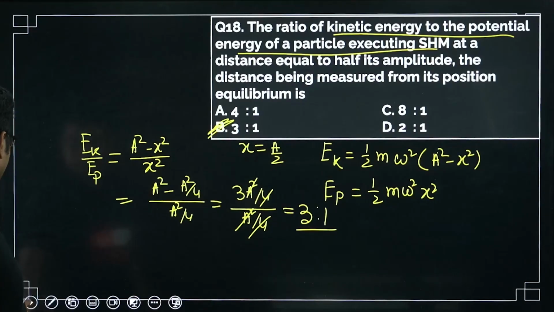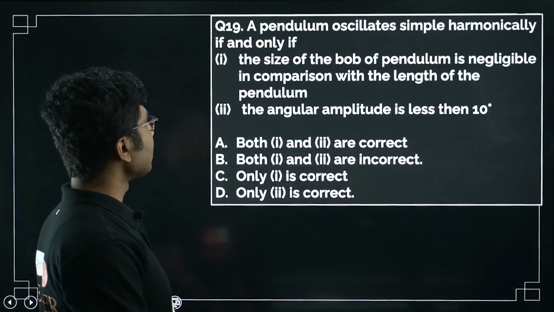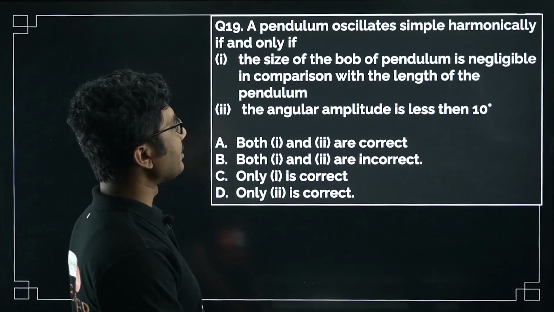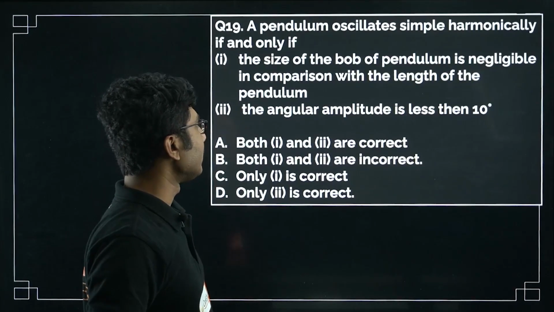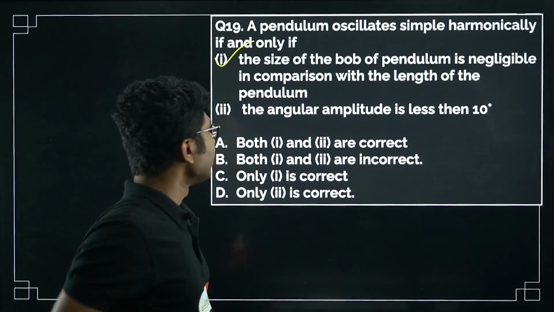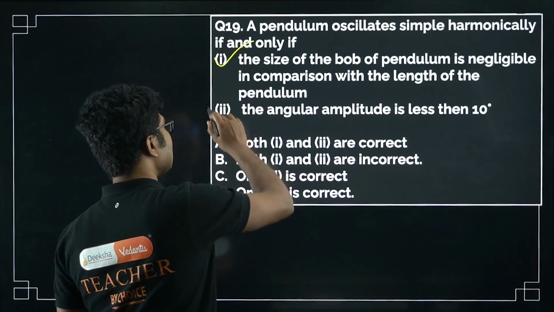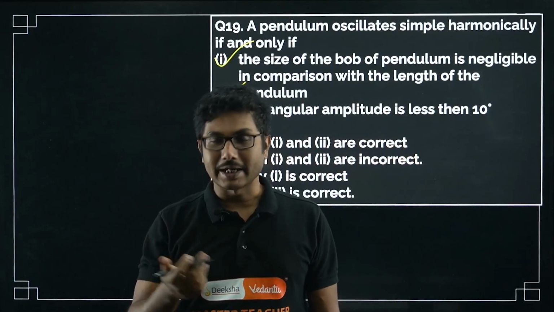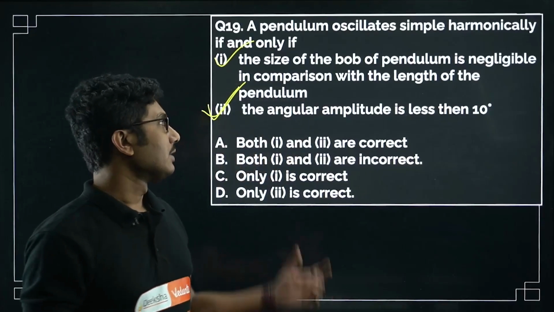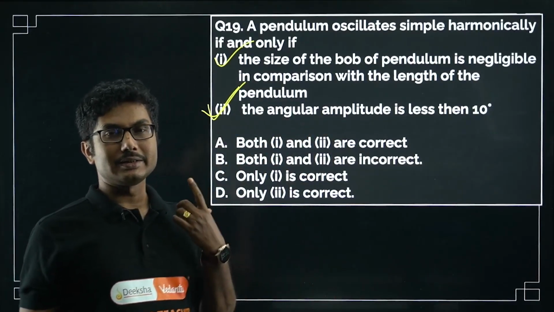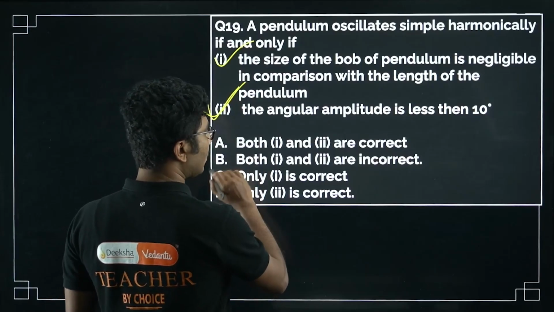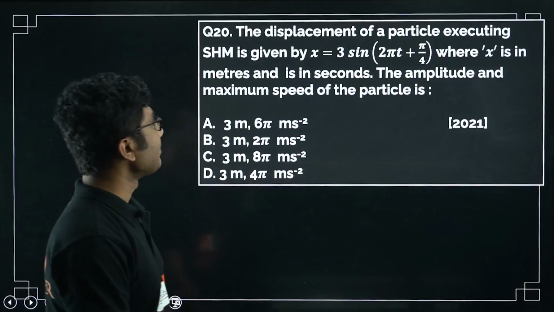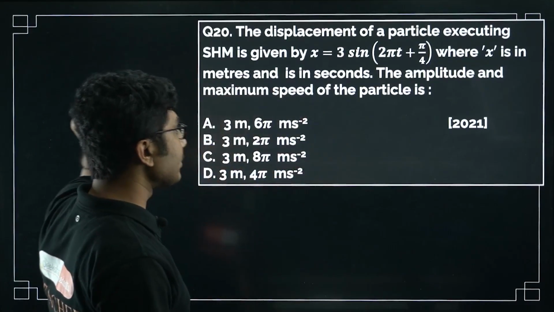Option B. Next question. A pendulum oscillates simple harmonically if and only if the size of the bob of the pendulum is negligible in comparison to length of the pendulum. Yes, this is a correct statement. The angular amplitude is less than 10 degrees. This is also correct because we do one simplification saying that sine theta is nearly equal to theta. That is only possible when the angle is less than 10 degrees. So both 1 and 2 are correct. Now next question, the displacement of particle, this is a 2021 question.